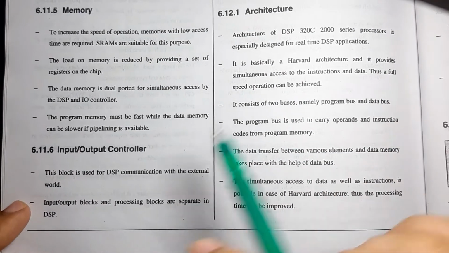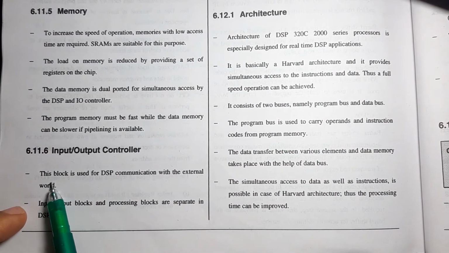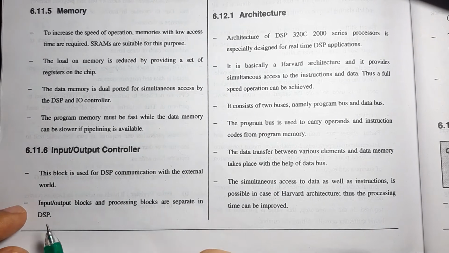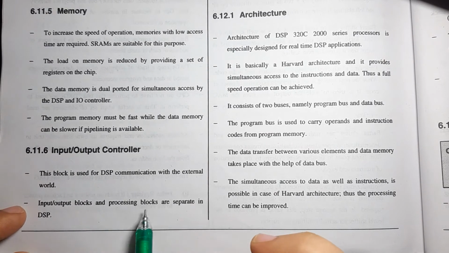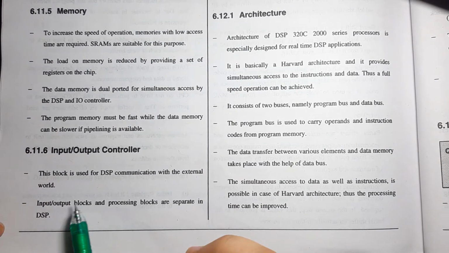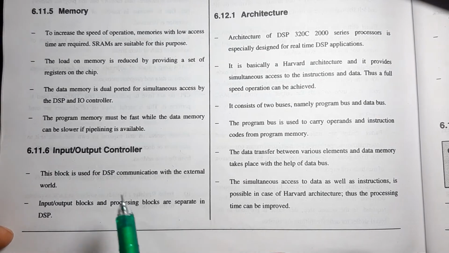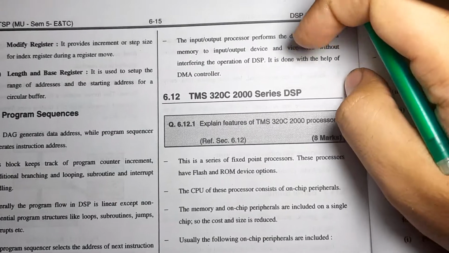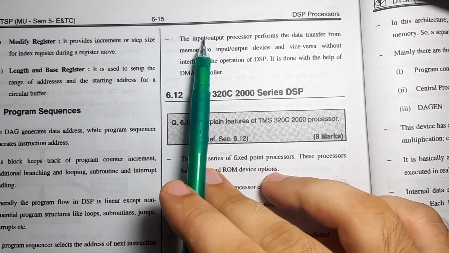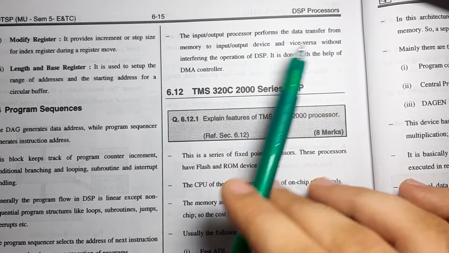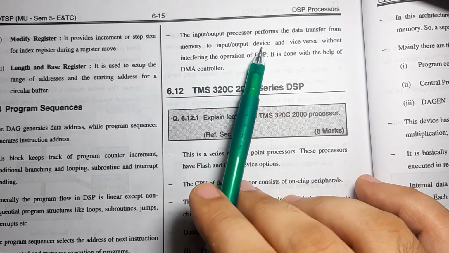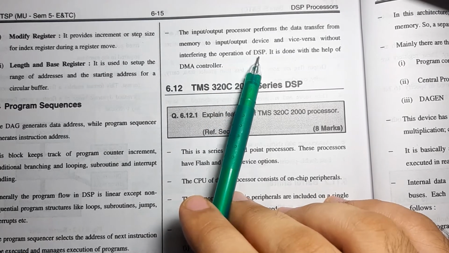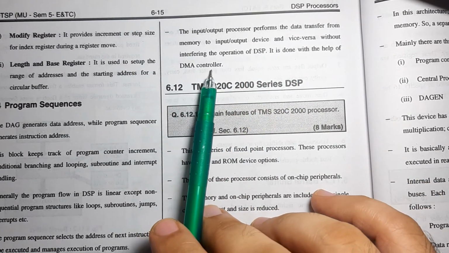Now, the input output controller. This block is used for DSP communication with the external world. Input output blocks and your processing blocks are separate in your DSP. So now, the input output processor performs the data transfer from the memory to the input output device and vice versa without interfering with the operation of your DSP. It is done with the help of your DMA controller.